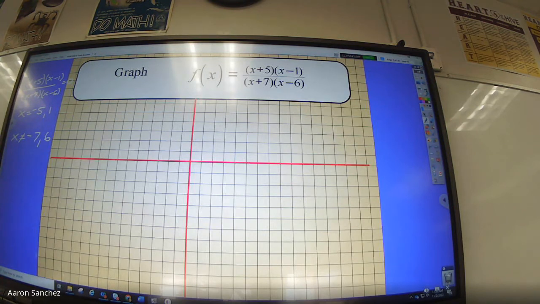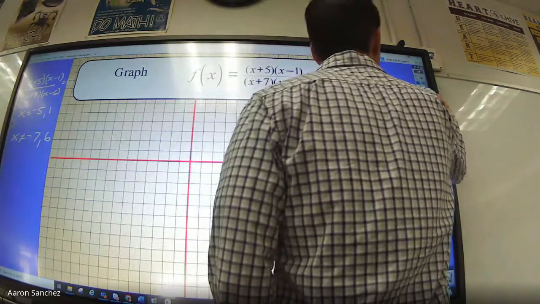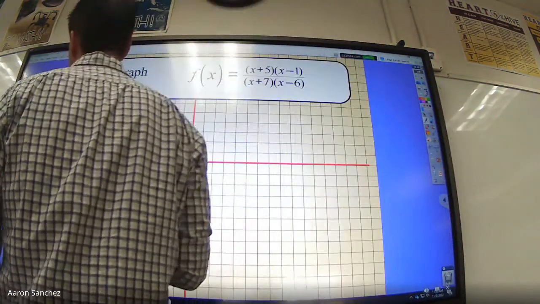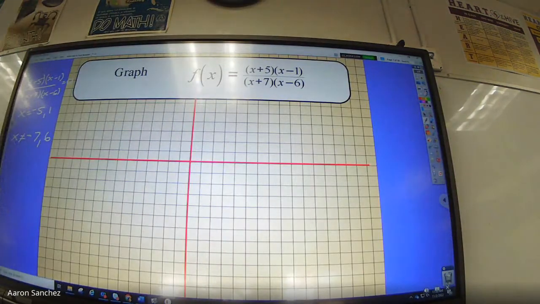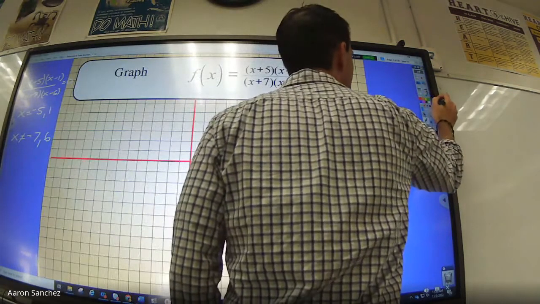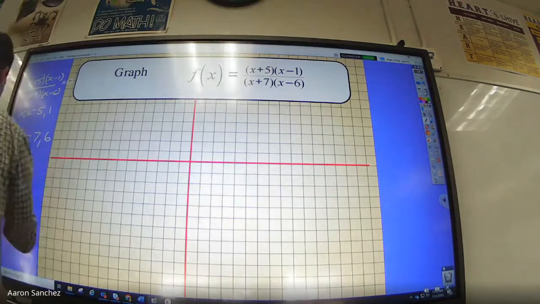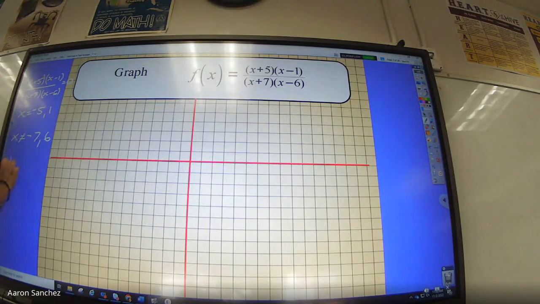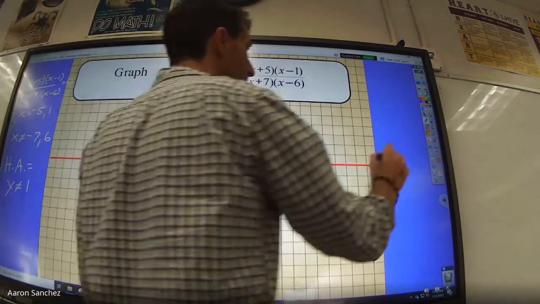Okay, x cannot be negative 7 or 6. And here we go. Let's do the horizontal asymptote. Anyone know what the horizontal asymptote is? I know you guys are working on your own. That's fine. Horizontal asymptote, y cannot be 1. So let's put our landmarks and we'll test the limits.